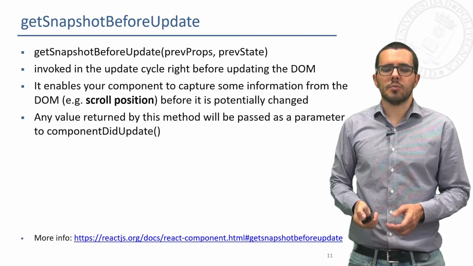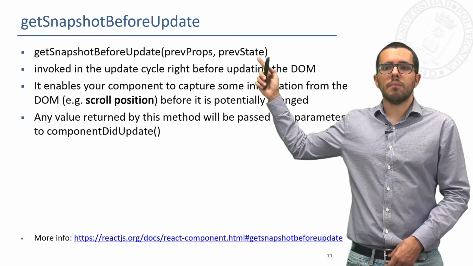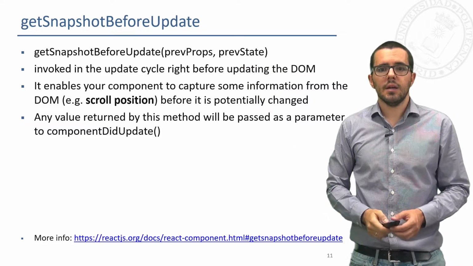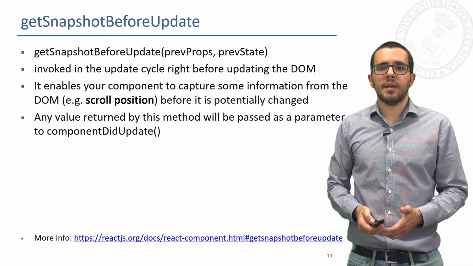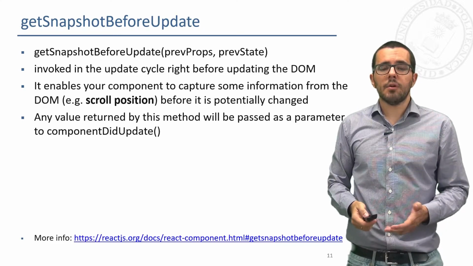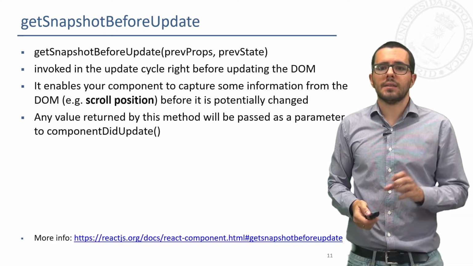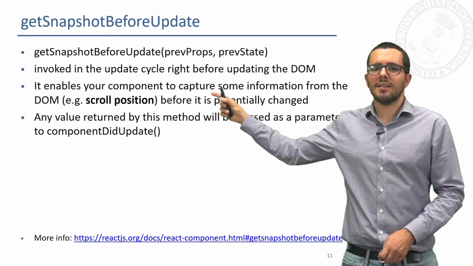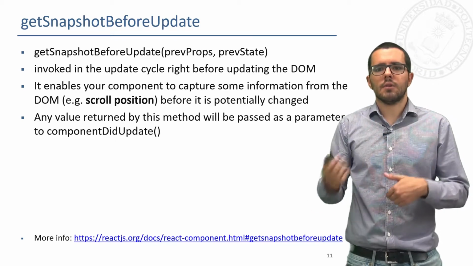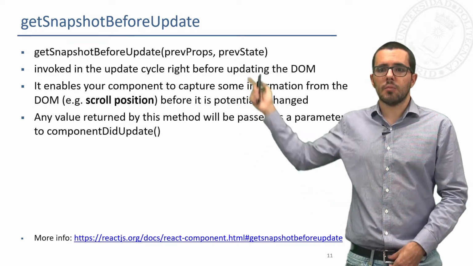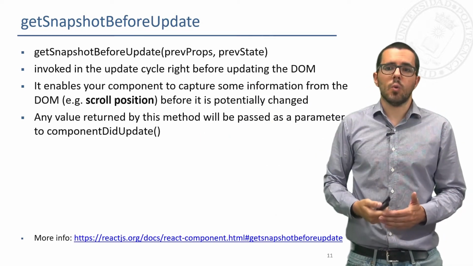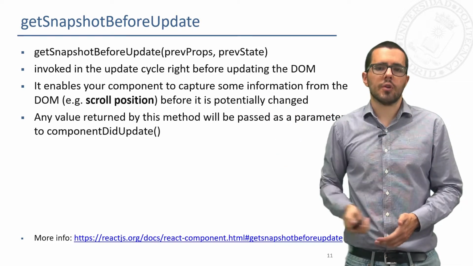And finally, getSnapshotBeforeUpdate is another method, also not very used. It receives the previous props and the previous state. It is invoked in the update cycle before updating the DOM. Okay? For example, it is not very used, as I say, but sometimes it is used to get the scroll position before it changes, in case you can come back after, because the value returned by this method will be passed to componentDidUpdate. So in case you want to come back to the previous scroll, for example.